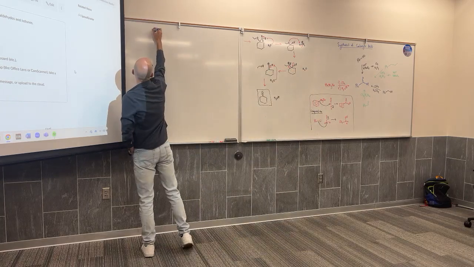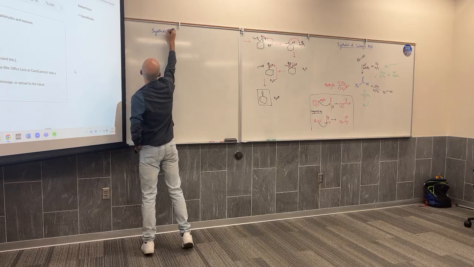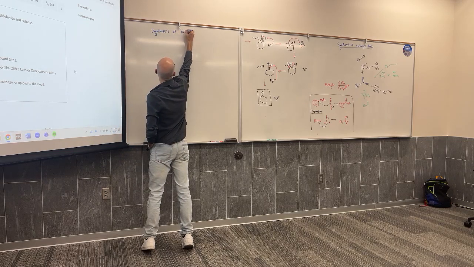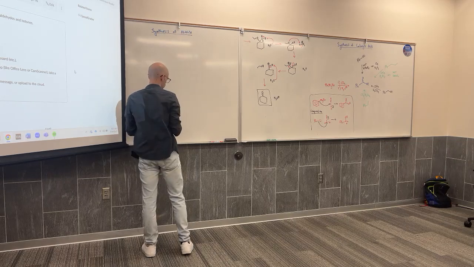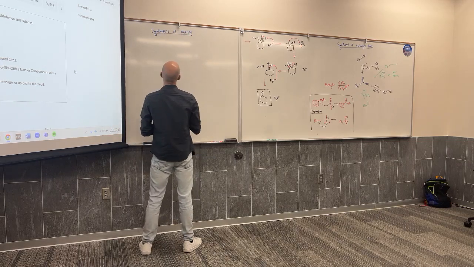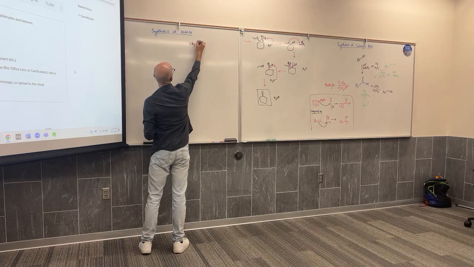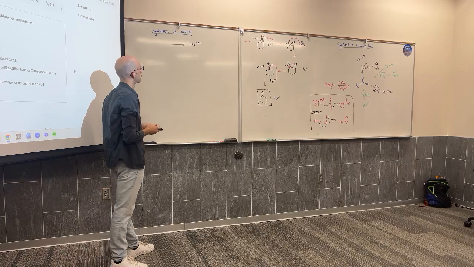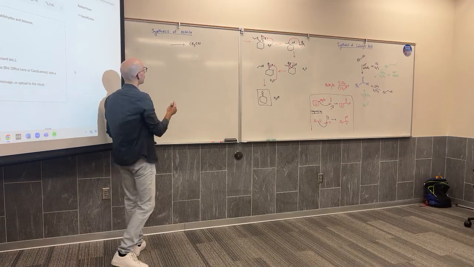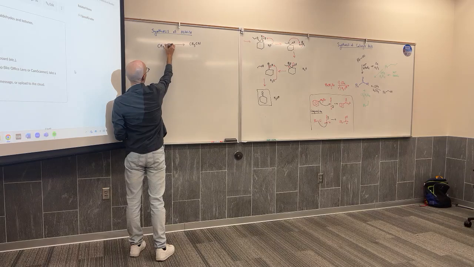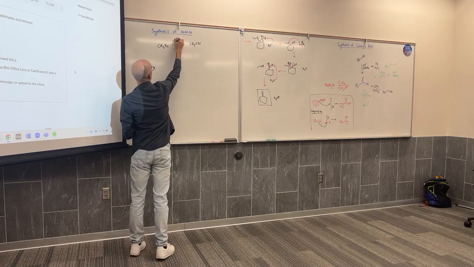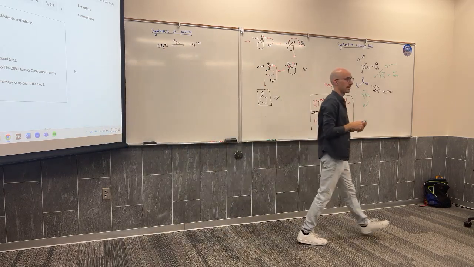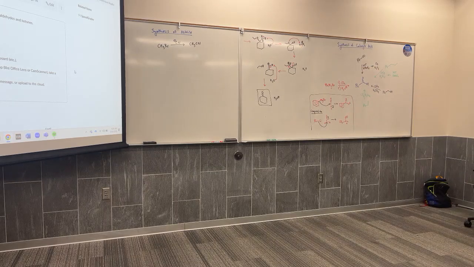The other thing that I want to show you is I just want to remind you how simple it is to synthesize a nitrile. For example, let's say that I want to make acetonitrile, CH3CN. This can be done with simple SN2 substitution. Take cyanide, react it with an alkyl halide, substitute. Now you have a nitrile.